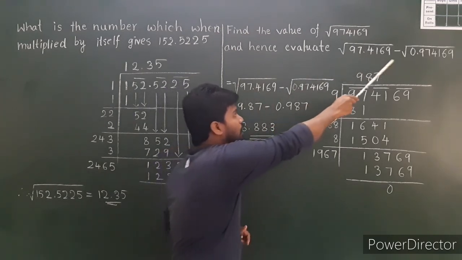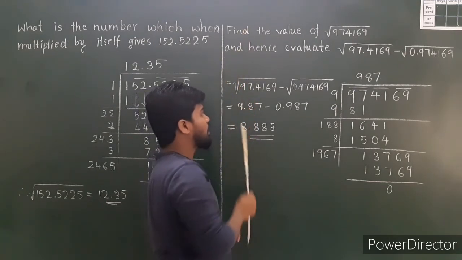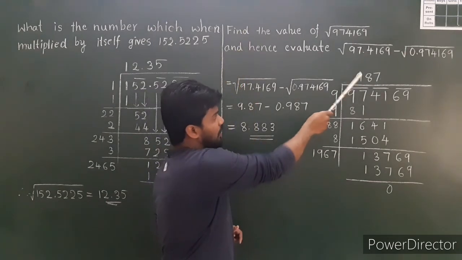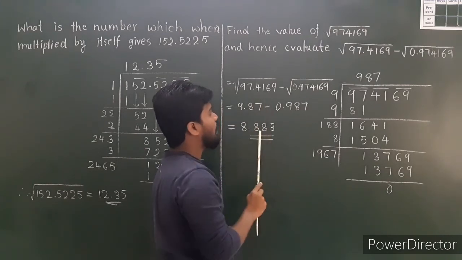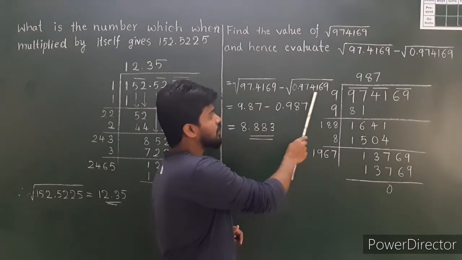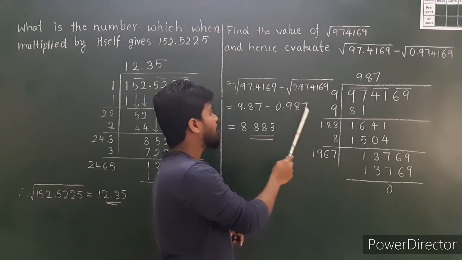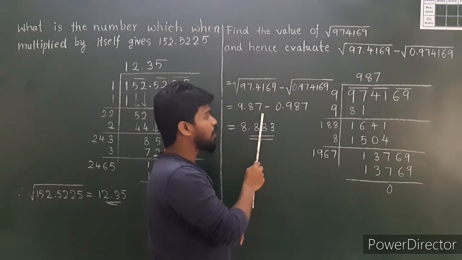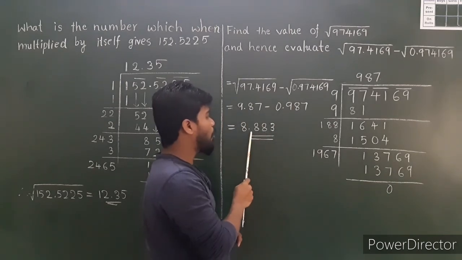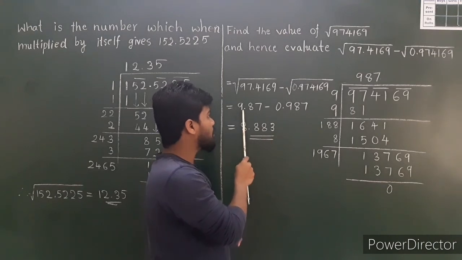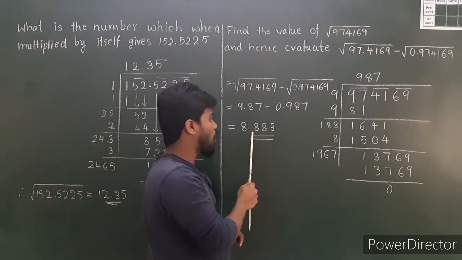Now see here the square root of 97.4169. So now we are evaluating this one. For two numbers you have to write one number. So 97, you write 9.87. Like that. Here it is point after 6 digits, so here you write point after 3 digits. So 0.987. Subtract 9.87 minus 0.987, you get 8.883.